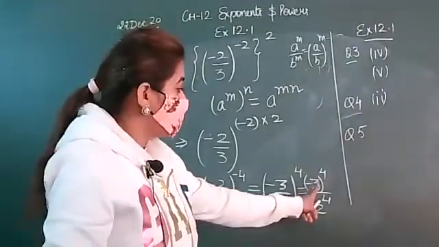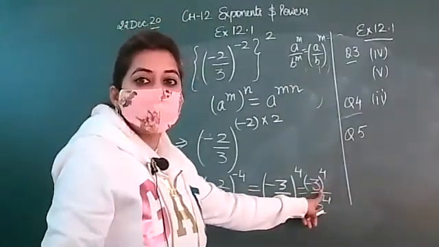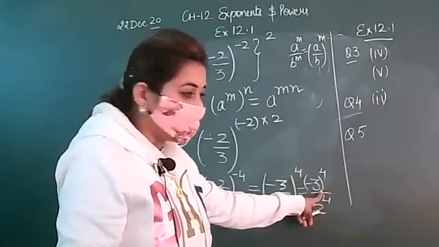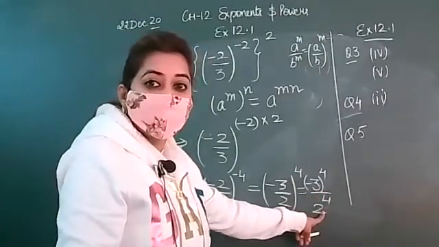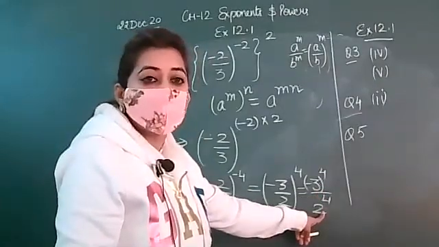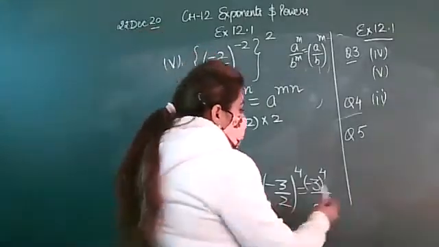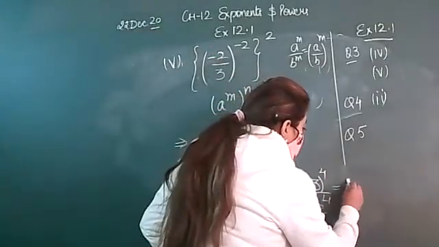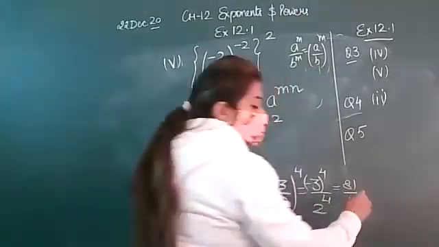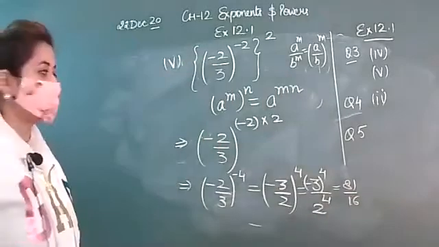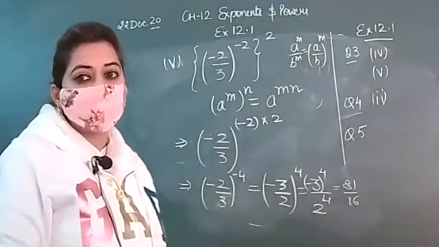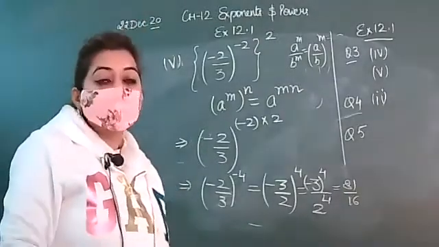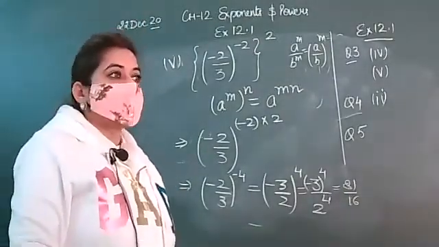Answer for this. You will multiply 3 4 times, that will give you 81. And 2 will be multiplied 4 times, that will give you, what you will get beta? 16. So your answer is 81 upon 16. So this is the value for this question. Actually, the question is to find the value and simplify. Both are the correct. Same name.